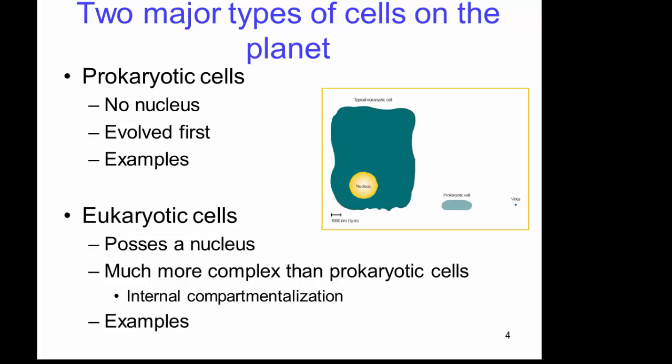There are two major types of cells that we find on our planet: prokaryotic cells and eukaryotic cells. Pro means before, and karyo means nucleus. So prokaryotic cells are the cells that were first evolved on our planet, and they do not possess a nucleus. So prokaryotic cells came first on the planet, and they still exist here today. Bacteria such as E. coli are an example of prokaryotic cells that we might be familiar with today.